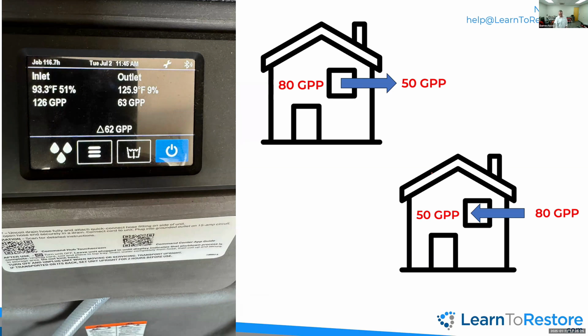If you look at this dehumidifier right here, it has the thermal hygrometer gathering information. It says the air coming from the room into the dehumidifier is 93 degrees, 51% relative humidity. We're going to go through why this does this in a few minutes. That would be 126 grains of moisture in every pound of air right here coming into the dehumidifier. And the air coming out is at 63 grains. There's a difference or a delta of 62 grains. It's 62 grains less going in there.